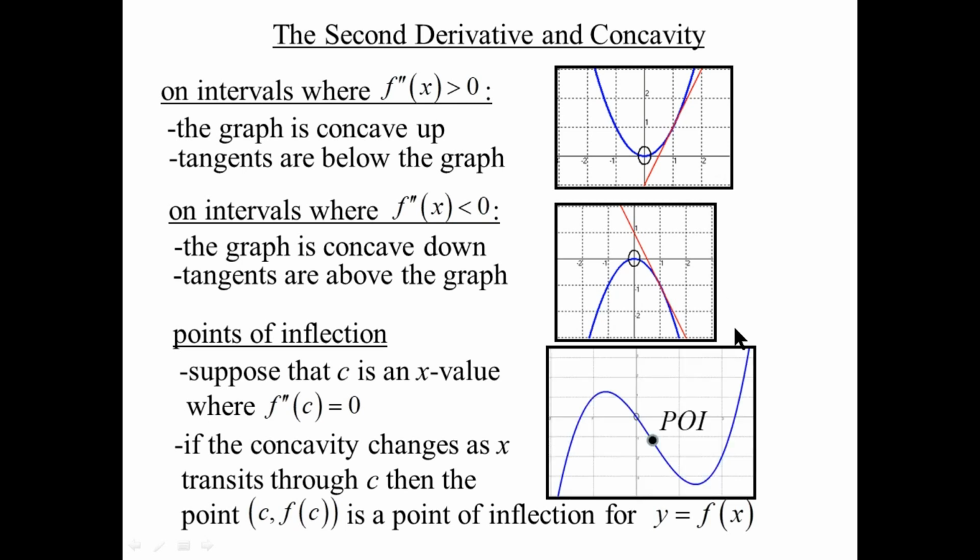Now I've got a picture of one here. This is a point of inflection because the concavity changes. To the left of the point of inflection, it's an upside down soup bowl, and to the right of the point of inflection, it's a right side up soup bowl. And so when the concavity changes, the name of the point is called a point of inflection.